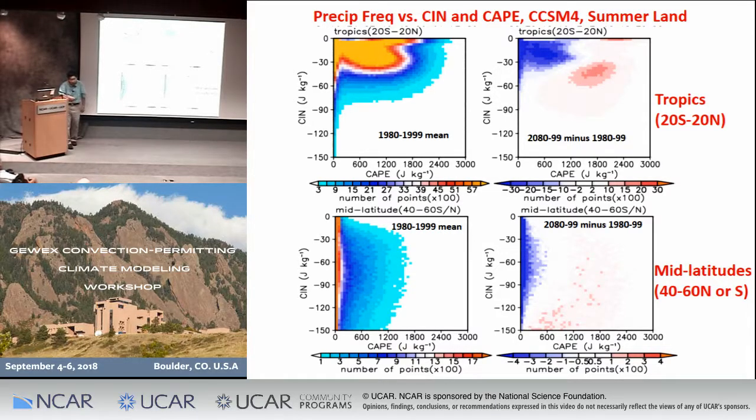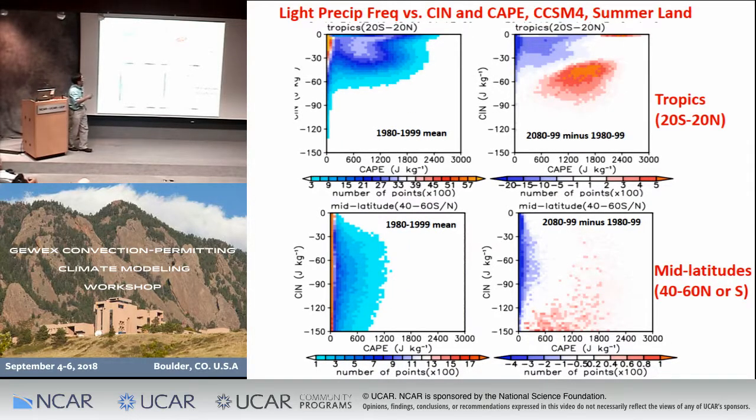But that pattern mostly happens for the light precipitation. If we define precipitation less than, say, 5 millimeters per day as light precipitation, then this pattern is very similar to the previous slides I showed you earlier. So this tells us that the decrease in precipitation frequency is mostly due to a reduction in the light precipitation that occurs. This is the climatological frequency for light precipitation.